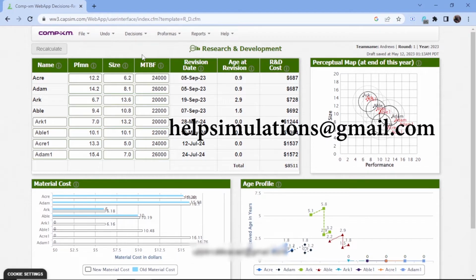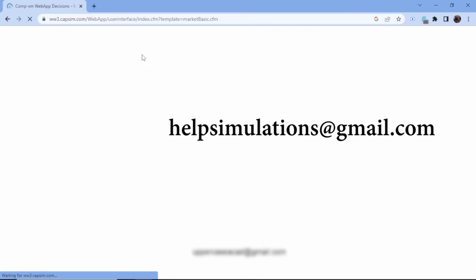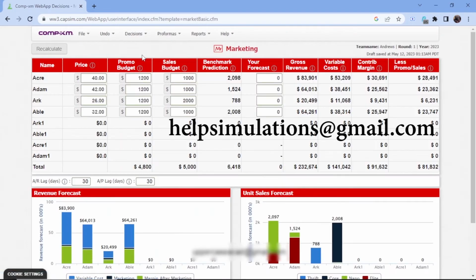Under the marketing page, here is where you normally make decisions in terms of pricing, promo budget, sales budget, and forecasting. Your promo budget will increase your awareness. Your sales budget will increase your accessibility. Then you'll be pricing your product so that you can make sales into the market. The nano product and the elite product I'm not changing anything. Before I change that, I'll have to check my report.